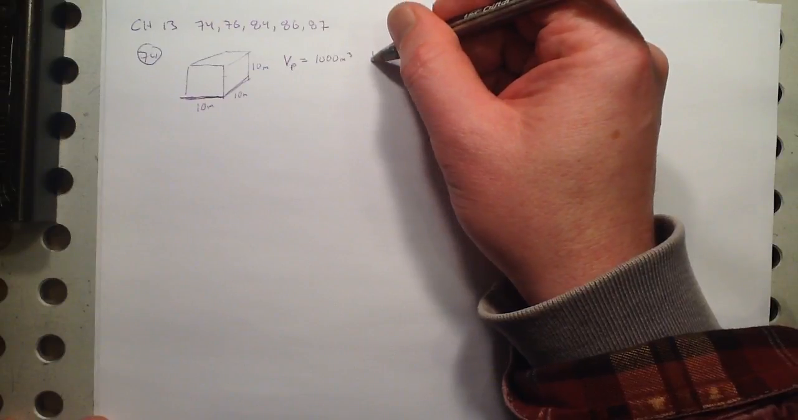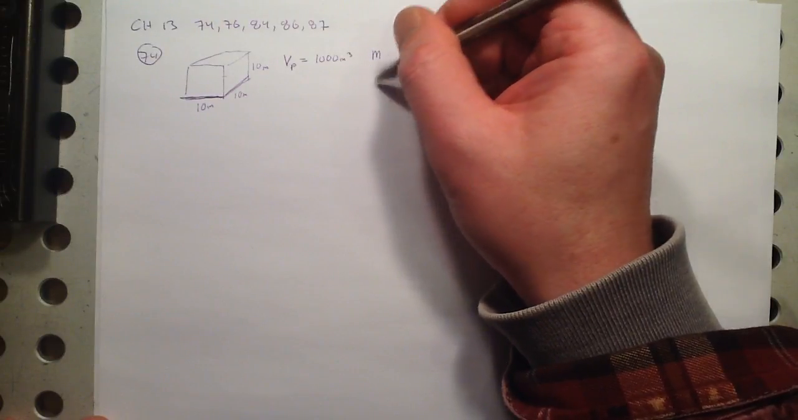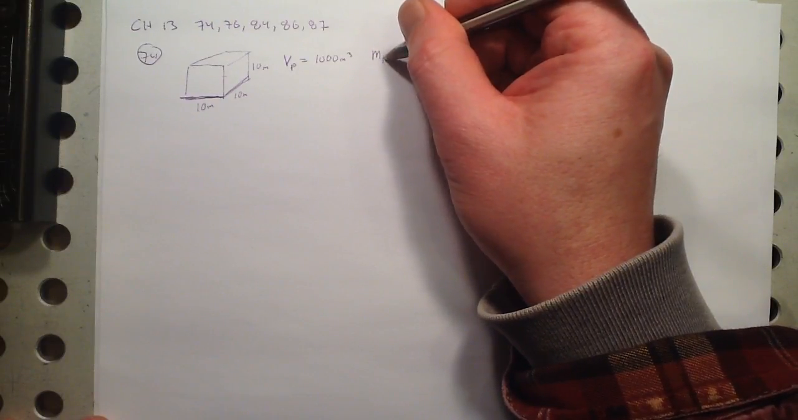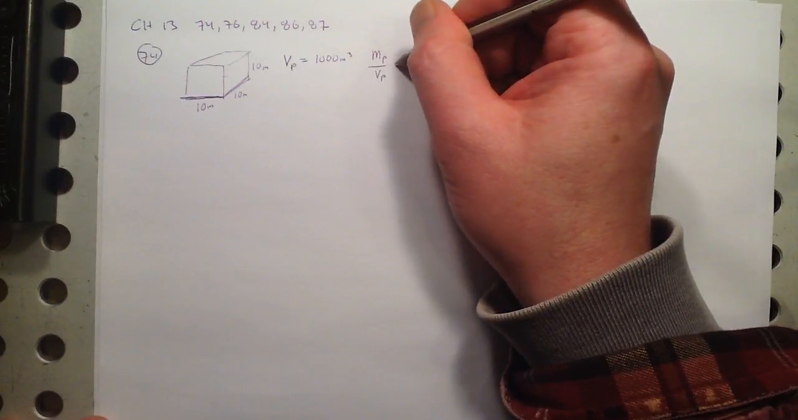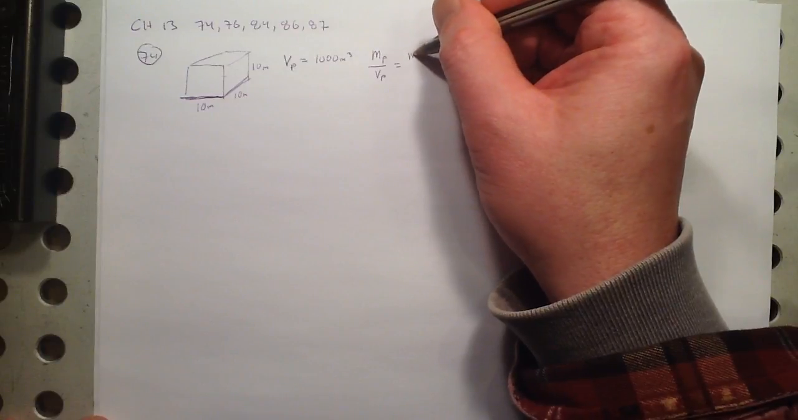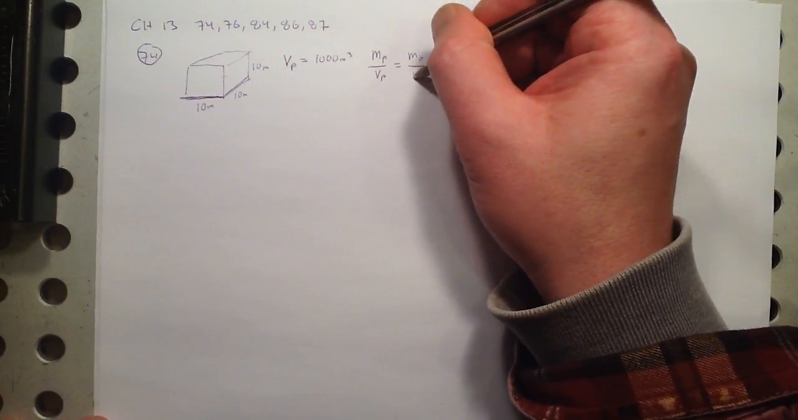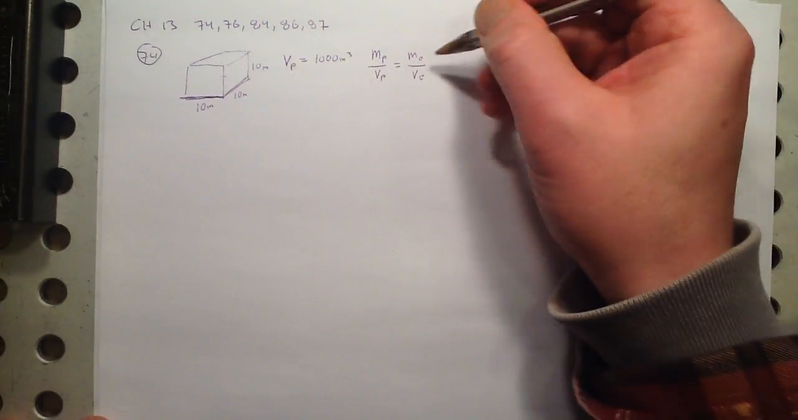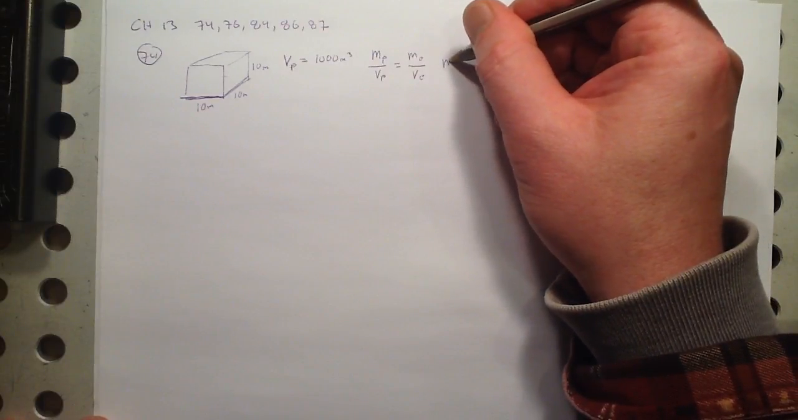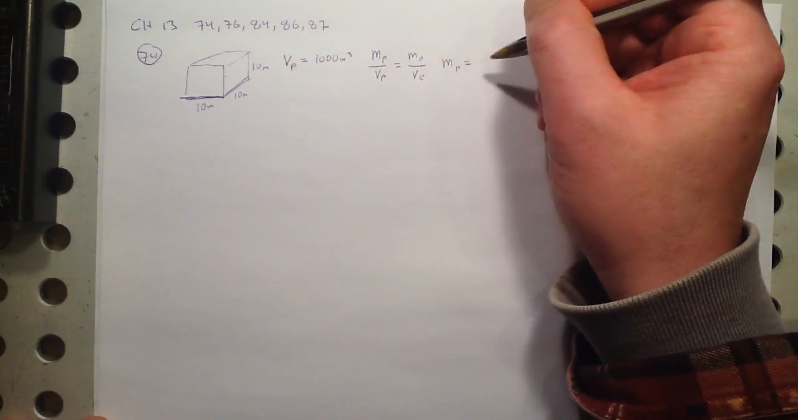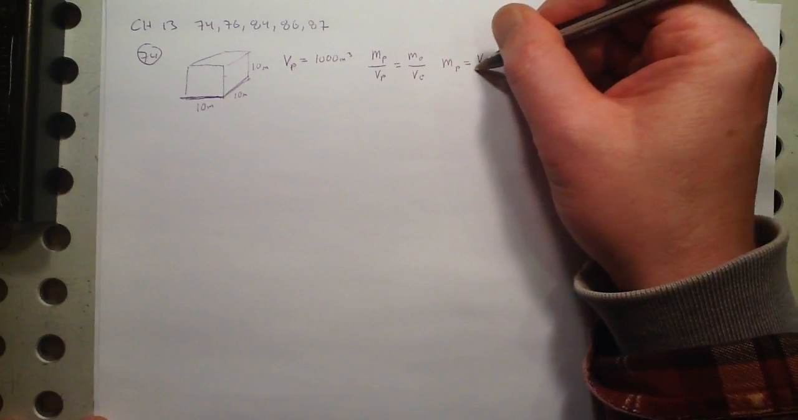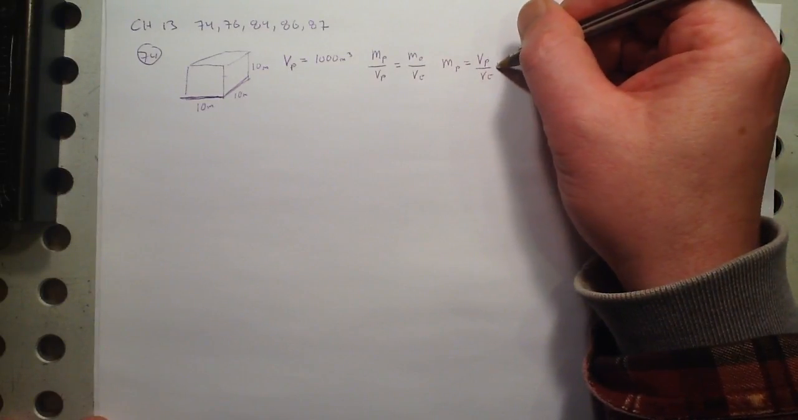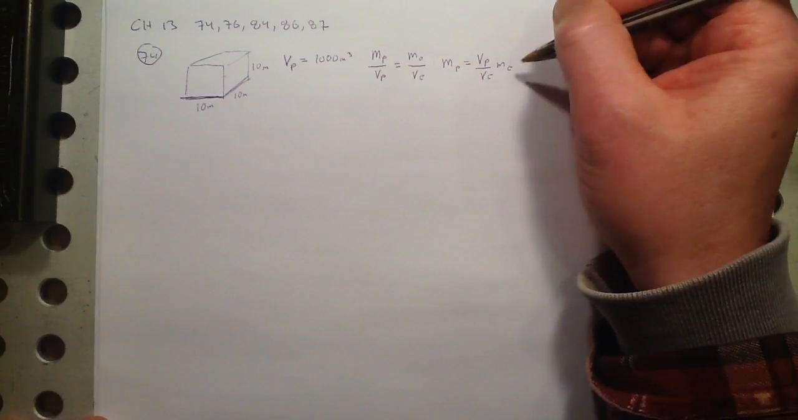So that means the mass, density is mass per unit volume. So the mass of his planet over the volume of his planet, that's the density of his planet, would be equal to the mass of the Earth over the volume of the Earth. So that means the mass of his planet is equal to the volume of his planet over the volume of the Earth times the mass of the Earth.